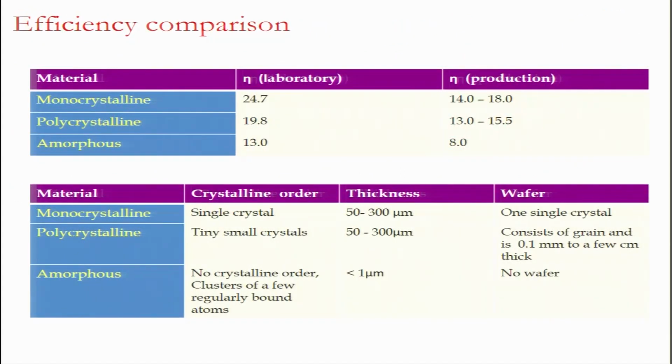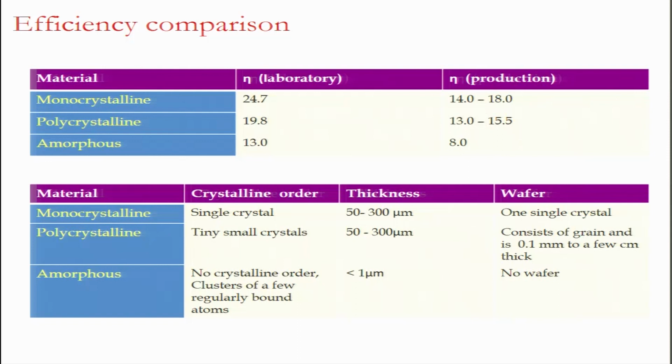So, if you look at the numbers, these could be updated a little bit better. Monocrystalline, for example, has efficiency of about 24.7% at laboratory scale. In production, it has efficiency of about 14 to 18%. Polycrystalline has efficiency of 19.8% at the laboratory level, which is now about 21-22%, and production efficiency is about 15% as of today. Amorphous silicon, in fact, may be a little higher than 15 as we speak today. Amorphous silicon laboratory efficiency is about 13%, in production about 8%.